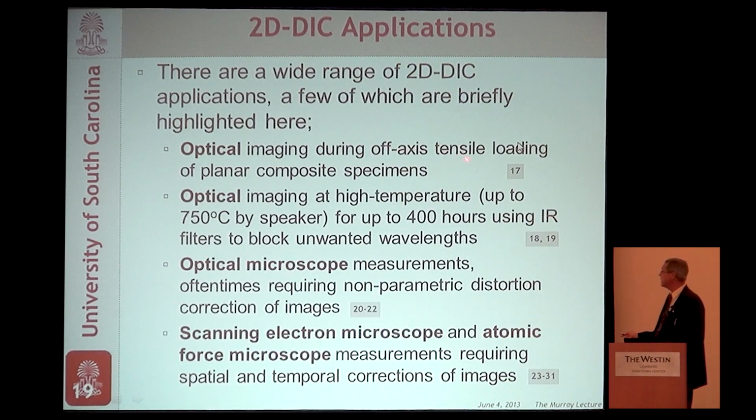We've used it for off-axis tensile loading of planar composite specimens. And NASA has several setups to do that. We've used it up to 750 degrees myself personally. Other people say they've done it to 1,000 and more. I haven't done that. I've used it up to 400 hours, so it stayed in the furnace for that long. We acquired data during the entire time to look at the creep response. We've done it with optical microscopes, and we've done it with both SEMs and AFMs. So the scale that you can do that at is what is important about DIC. There's a range of scales that you can do it. Down here, things become more complicated. The imaging method is different, the distortions are different, and you have to handle those. But it still is doable.